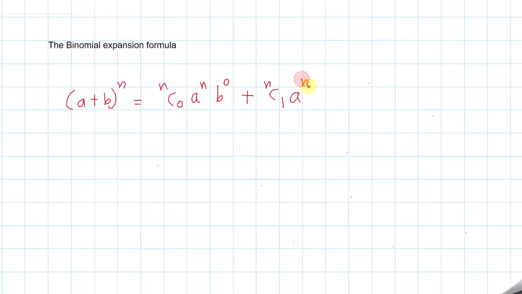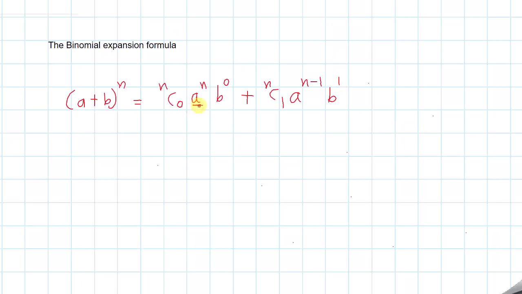Now we'll have a look at understanding the binomial expansion formula. Your binomial expansion formula is (a + b) raised to n. The formula is you write your nC0, the power of a keeps on decreasing, so a raised to n, b raised to 0, plus nC1, a raised to n minus 1, b raised to 1.